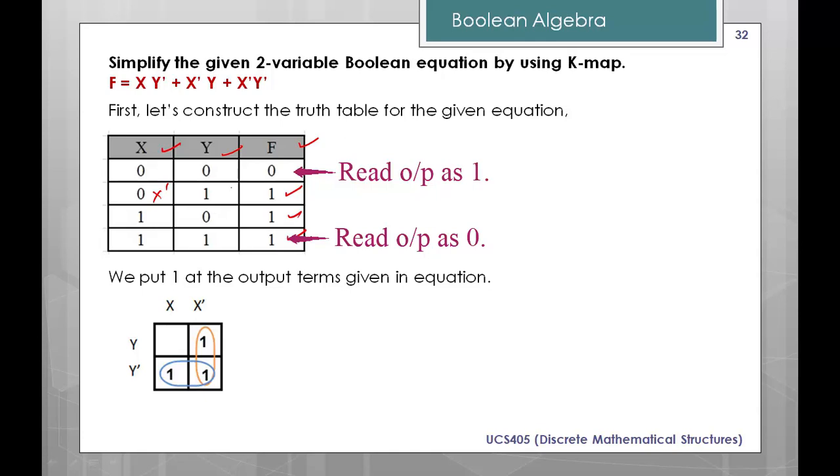This is X dash Y. This is X Y dash. This is X and Y. So at which position should it be 1? X dash Y, X Y dash, and X Y. So how are we going to make it a combination?